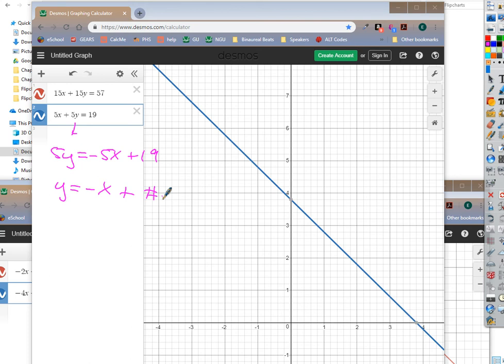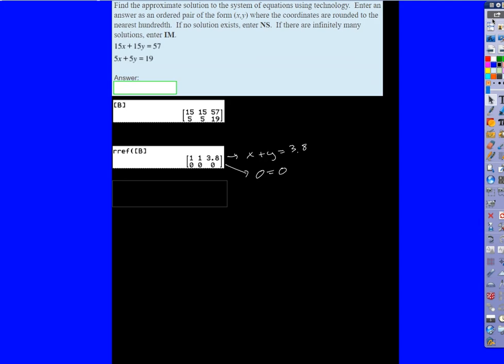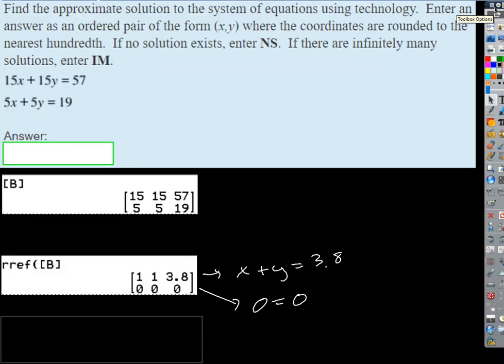Let's look at our graph. What's the y-intercept? So what's the equation of that line? I get y equals negative x plus 3.8. So didn't this give us, in standard form, the equation of that line? If we wanted it, it's there. More importantly, the second row told us that 0 equals 0, which is always true.